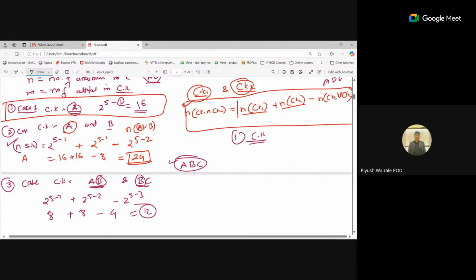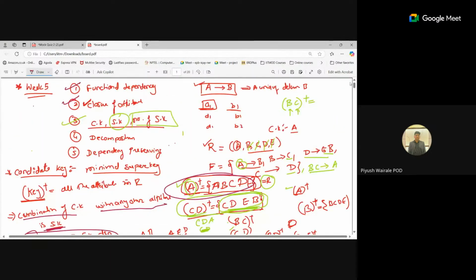So please remember this one. You can easily find out the number of super keys. That's it, so we are done with this part. What is decomposition?